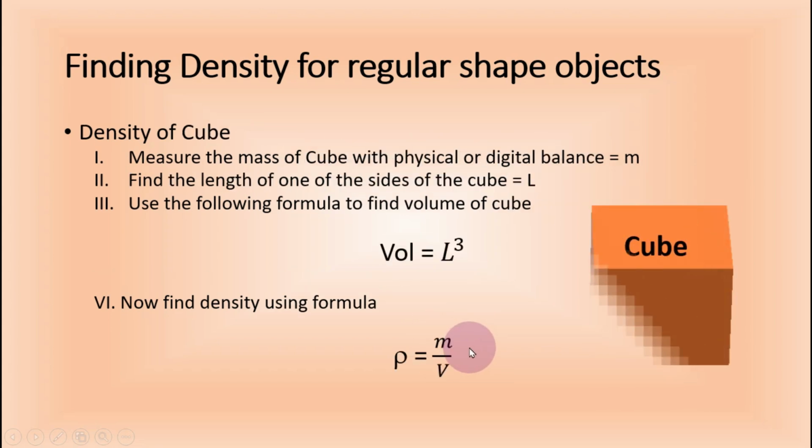Next is the density of cube. Now here the first step is to measure the mass again, then find out the length of one of the side of the cube, and then apply the formula volume is equal to L cube, which is the volume of cube basically, and then we apply the formula rho is equal to m over v. So in this way we find out the density of cube.